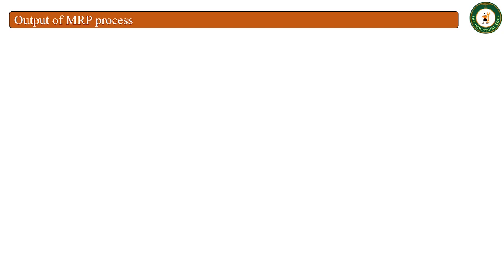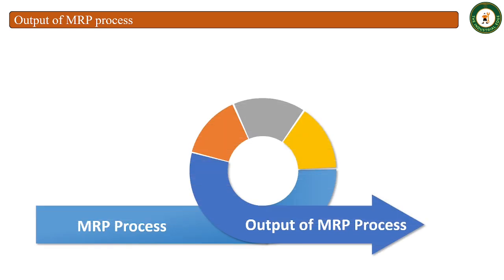Next point, output of the MRP process. The output of the material requirement planning process is a set of recommendations and information that guide the management of materials, production schedules, and inventory levels to meet the demands of the business while minimizing cost and optimizing resources.